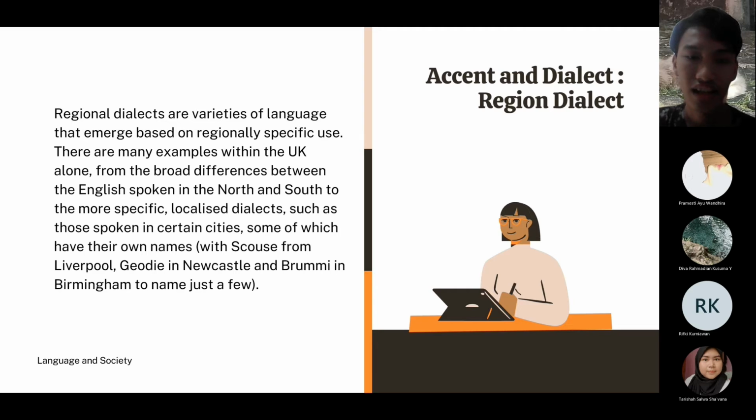Accent and dialect. Regional dialect. Regional dialects are varieties of language that emerge based on regionally specific use. There are many examples within the UK alone, from the broad difference between the English spoken in the north and south to the more specific, localized dialects, such as those spoken in certain cities, some of which have their own names, from Scouse in Liverpool, Geordie in Newcastle, and Brummy in Birmingham, to name just a few.